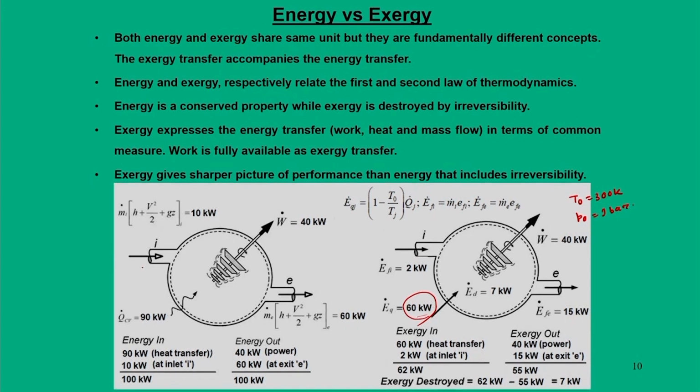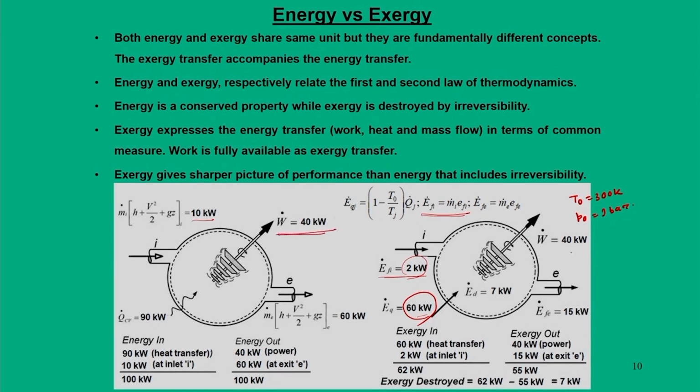Even for the mass flow, it was 10 kilowatt, and the corresponding exergy value with respect to flow at the inlet, which can be calculated from this expression, is about 2 kilowatt. Just to say that these are just gross numbers. More accurate numbers can be found by putting in appropriate values.